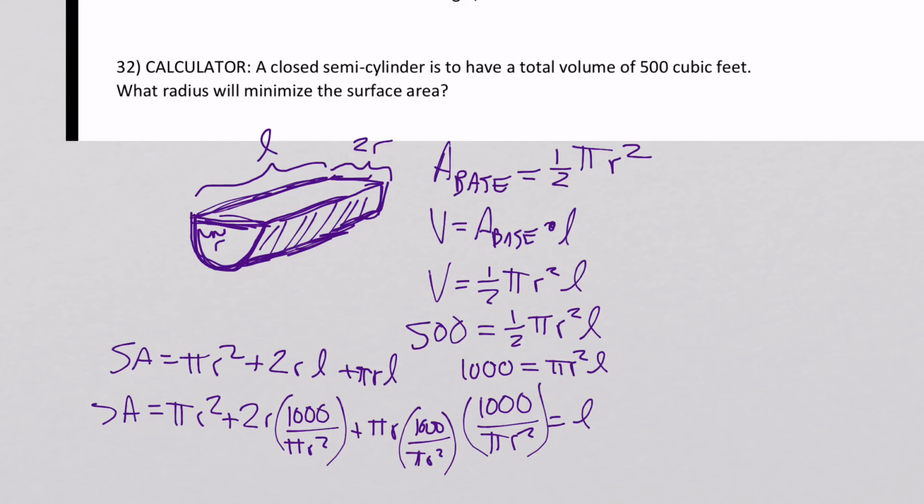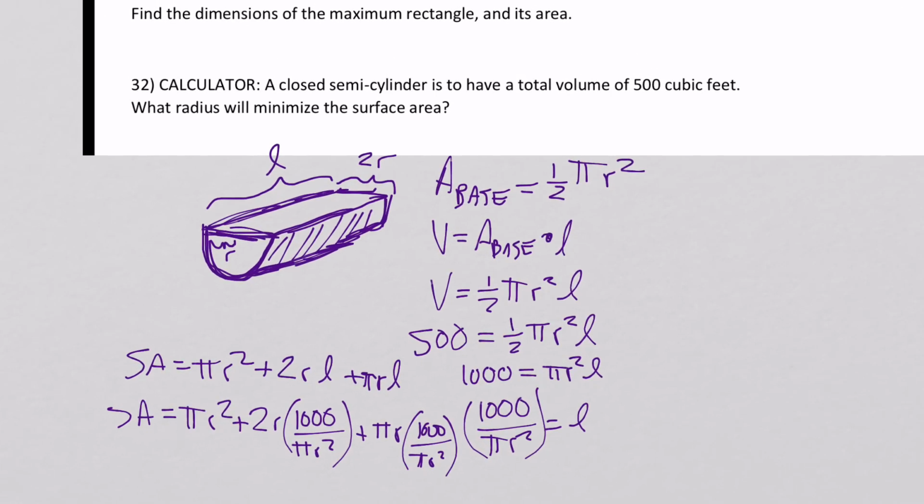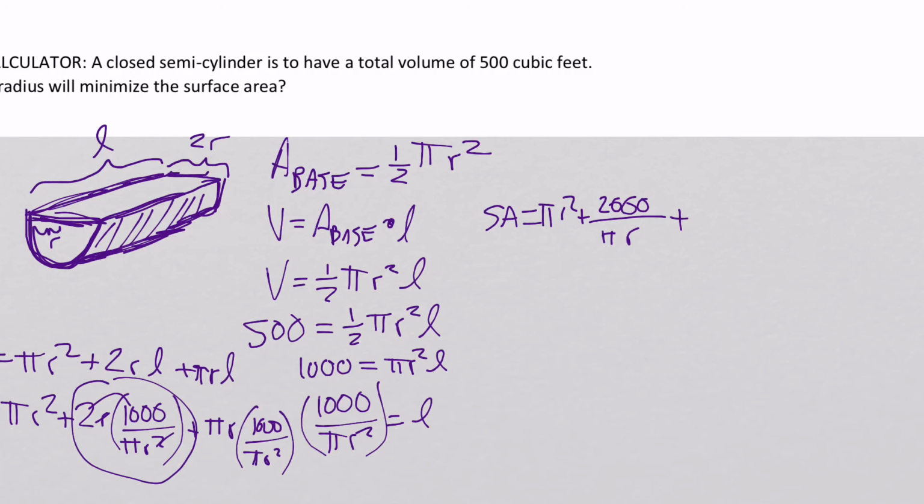Let's simplify some things. I've run out of room, so I'm going to write over here. Surface area equals pi r squared plus, let's simplify this thing. I have an r in the top, canceling one r in the bottom. I have a 2 times 1,000, so I have pi r squared plus 2,000 divided by pi r. Plus, let's simplify this one now. I have an r on top canceling with an r down there. I have a pi on top canceling with my pi down there. So I'm just left with 1,000 divided by r. So now I want to graph this thing.